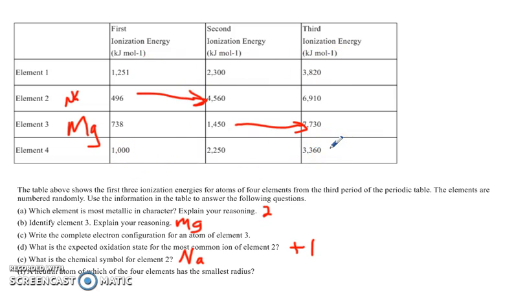So what's my clue? Which one's going to be furthest to the right? The one that has the greatest effective nuclear charge. So is 1 or 4 going to be furthest to the right? I bet 1 is. Okay. So if this one has the greatest effective nuclear charge and they're in the same period, it's also going to have the smallest radius. So it's element number 1.